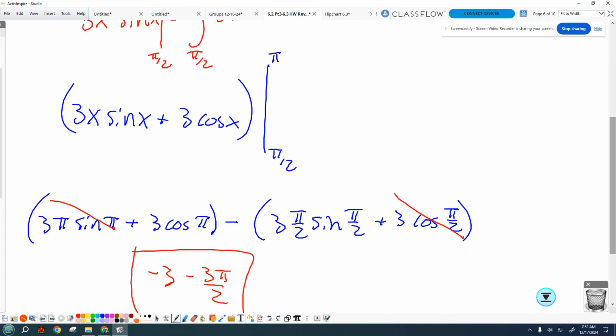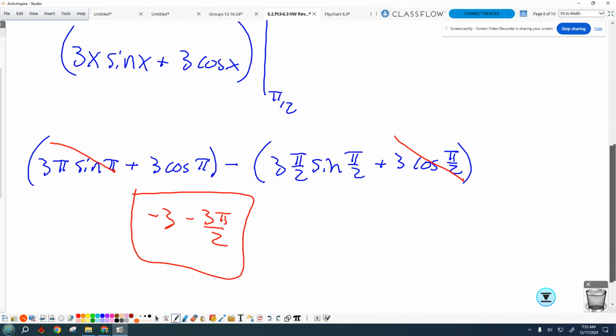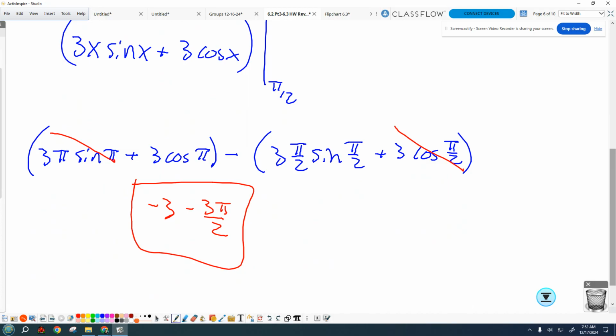So I've integrated both parts. I don't have a plus C because I have actual numbers. Plug in pi to everybody, minus plug in pi over 2 to everybody, and I get that answer. Okay with that idea? Yeah?